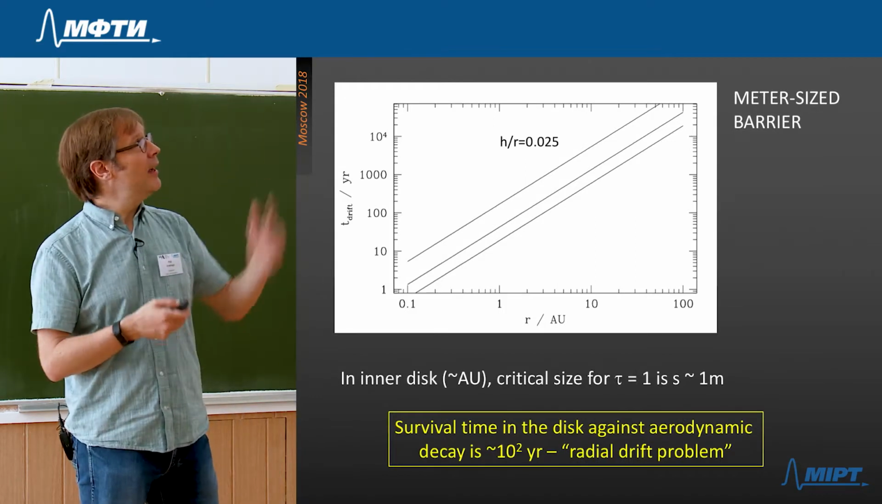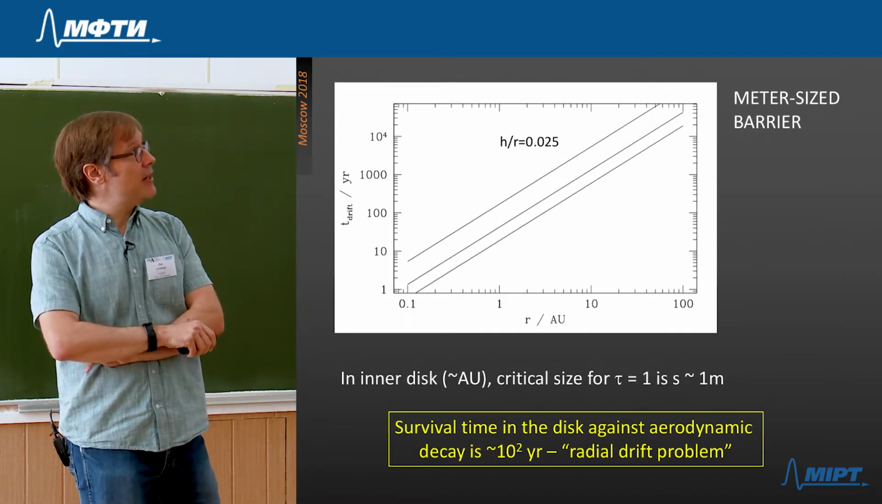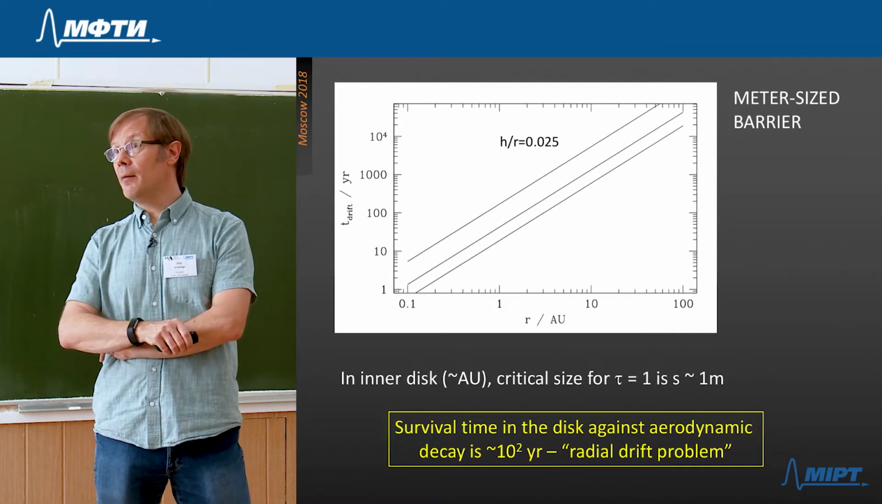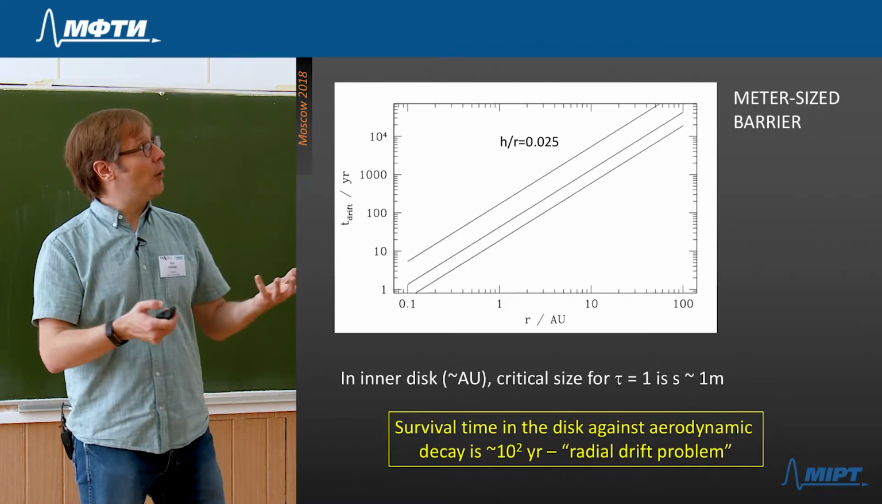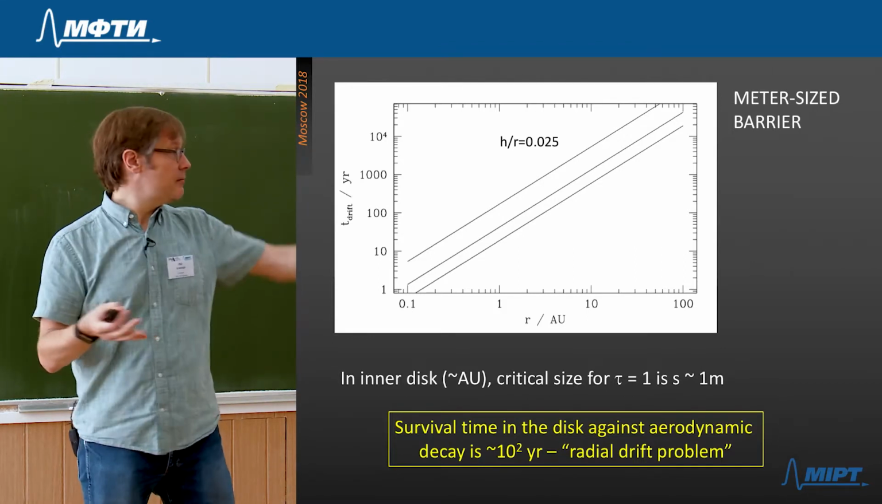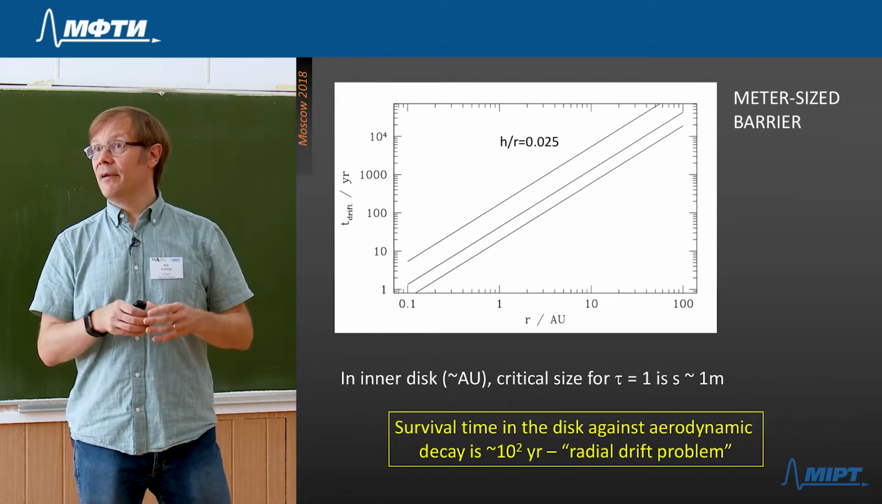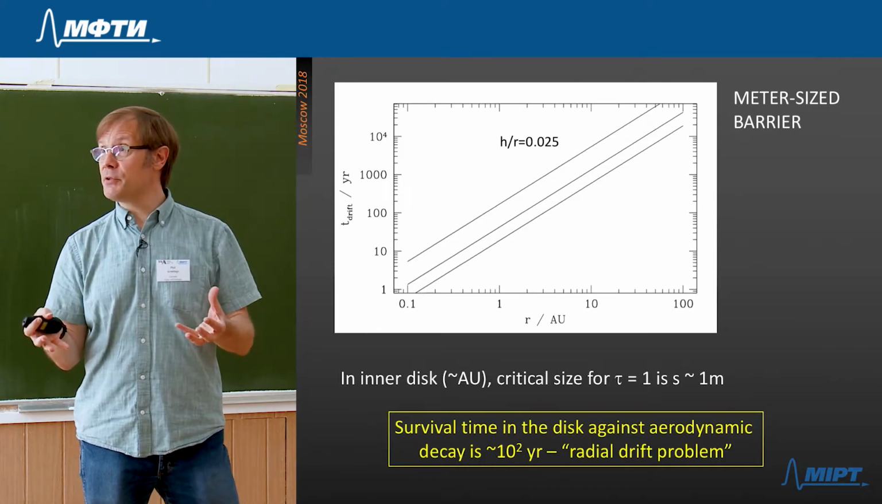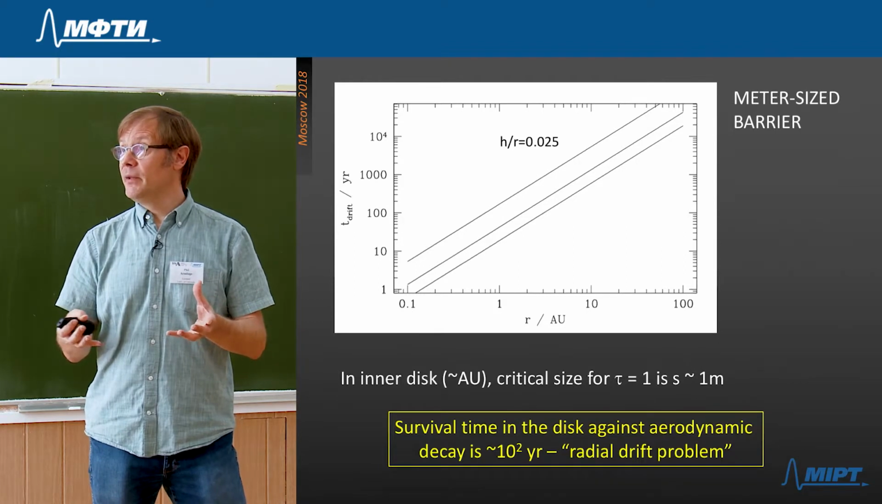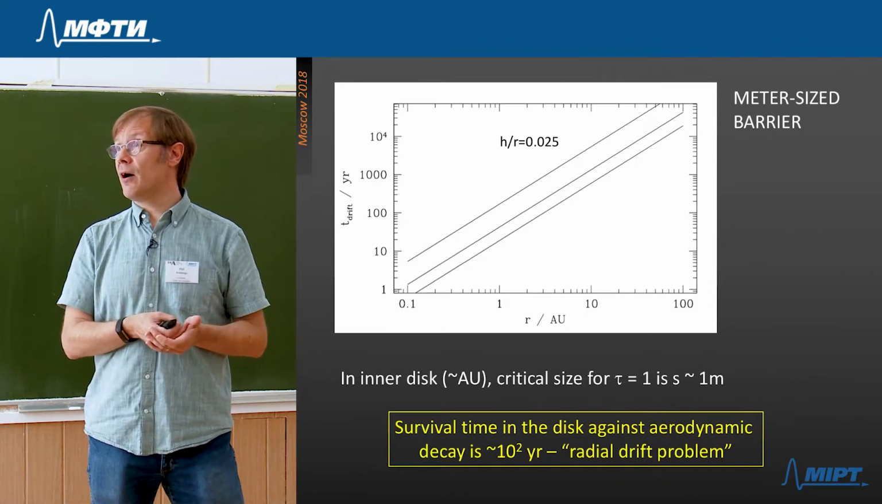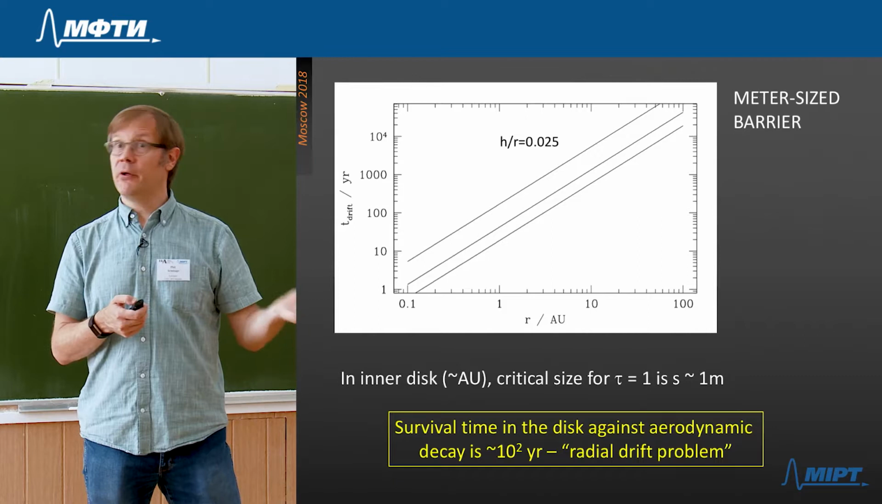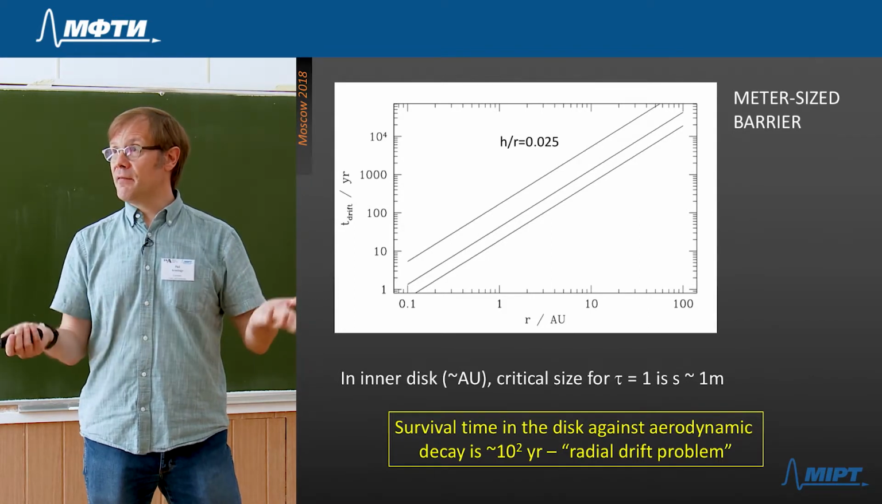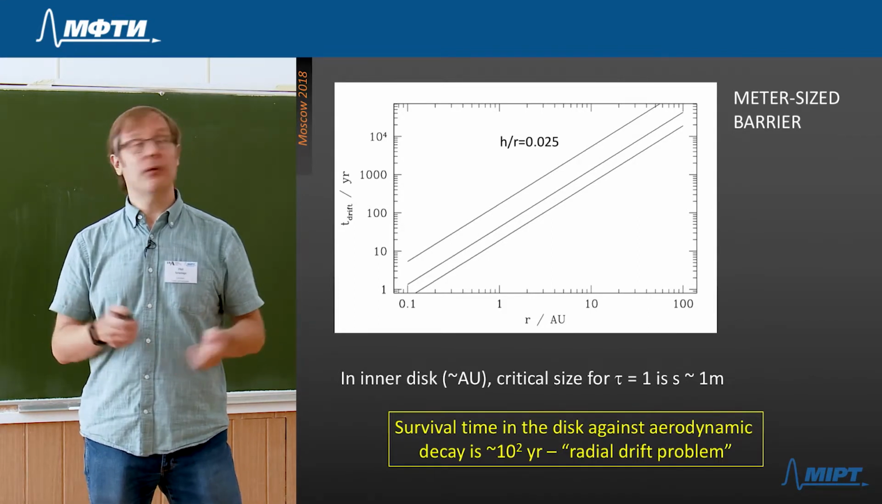Okay? And this is described as the meter size problem or the radial drift problem. If we have objects with a dimensionless stopping time of order unity, physically those would be roughly meter-sized objects at 1 AU. We would predict that they drift towards the star very quickly and would ultimately get into the hot regions of the disk. They would evaporate or in some other way be lost into the star.